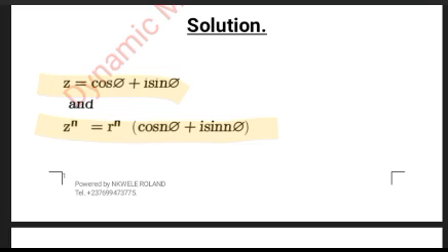That is, z to the n is equal to r to the power n times cos n theta plus i sin n theta. Meaning that when you are raising a complex number to the power n, it will simply be the modulus of that complex number raised to the power n, times, now you multiply the angle by the number you are raising the complex number to. So you're going to have r raised to the power n times cos n theta plus i sin n theta. Yeah, so that's it.